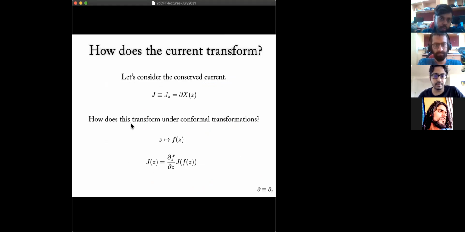Okay, so we have seen the stress tensor and the current in the free boson theory, but how do these transform under conformal transformations? This is the current given by the derivative of the scalar field, which is this. And if z goes to f of z, this conformal transformation, since J is defined in this way, you can simply use the chain rule to see that the current transforms in this particular way. So that's a simple relation for the transformation rule of the current.